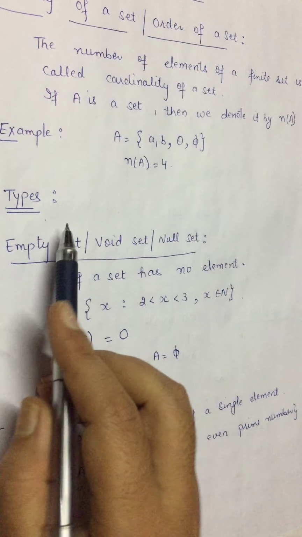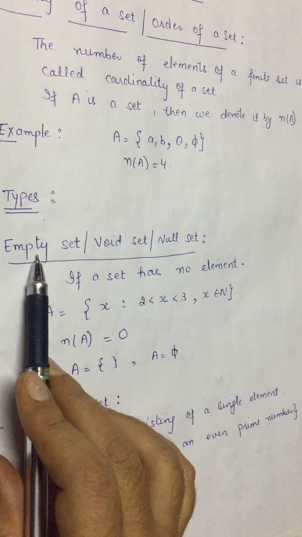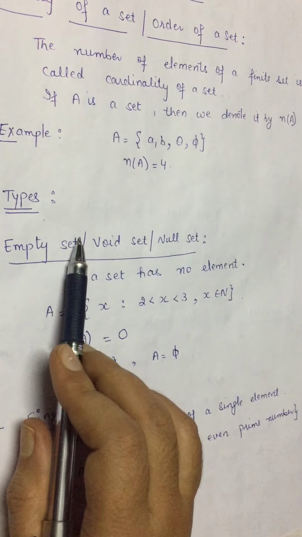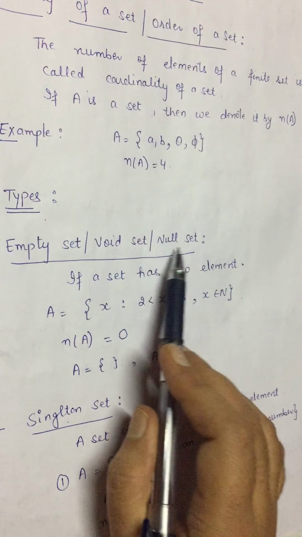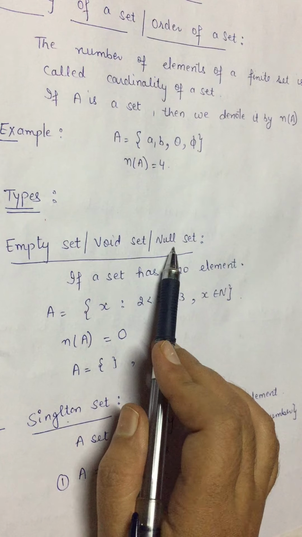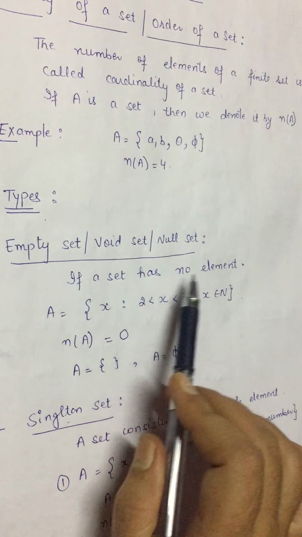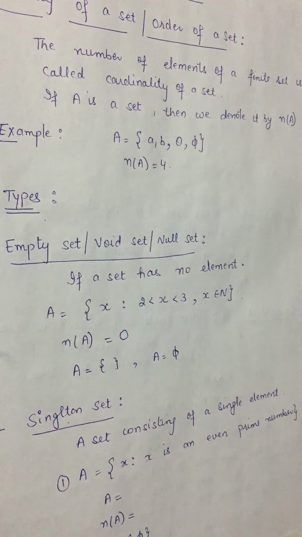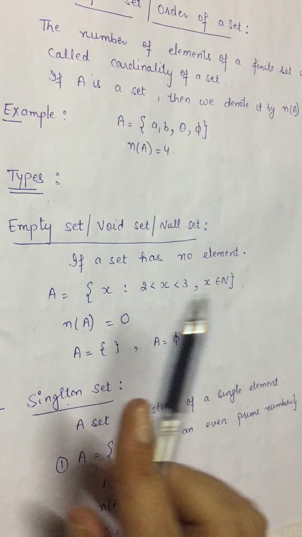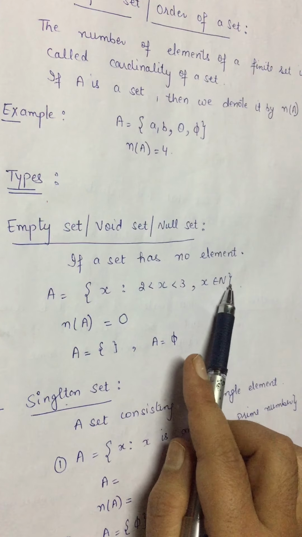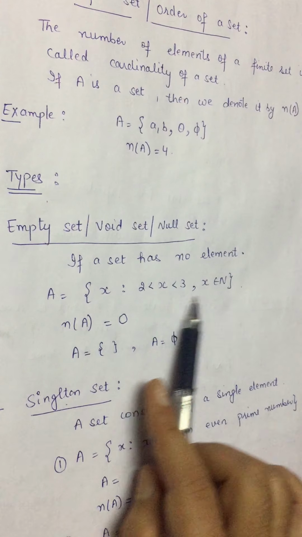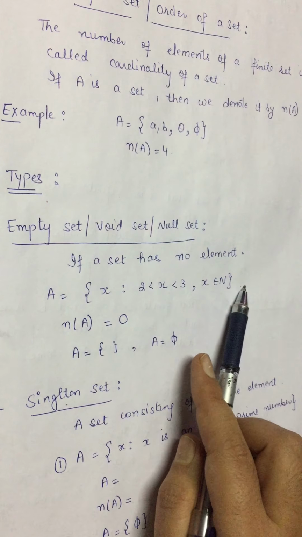Now we start with the types. The first is the empty set. An empty set is also called a void set or a null set. As the name suggests, null means there is nothing. So if a set has no element, then it is an empty set. Here I am taking one example: A is {x such that 2 < x < 3, x belongs to N}. This is a set builder form as I discussed in the last video.